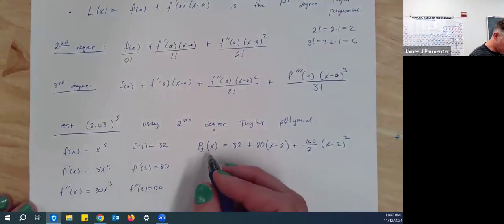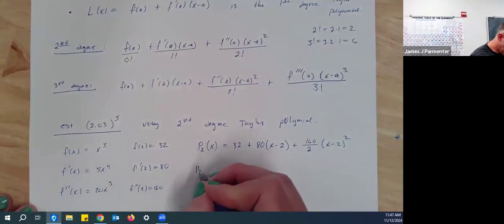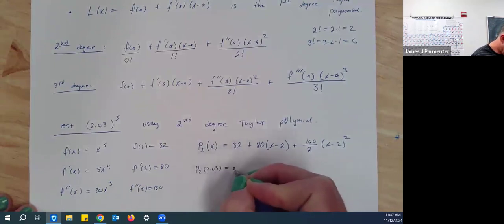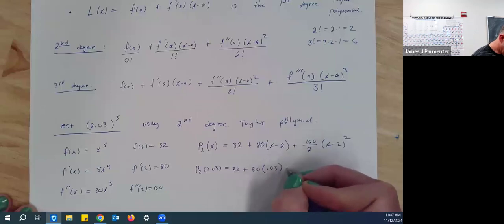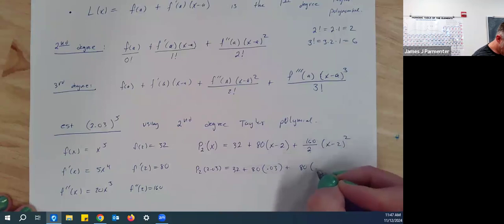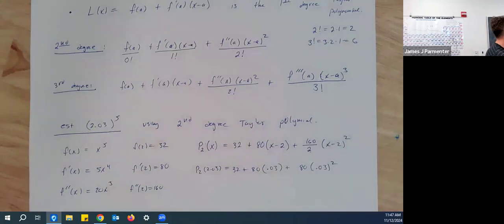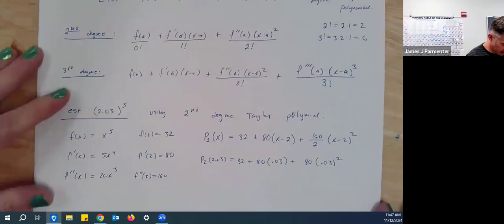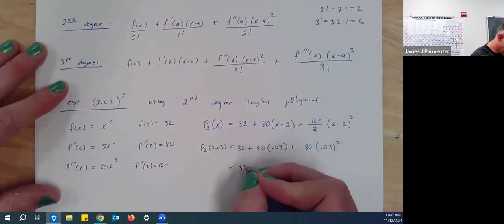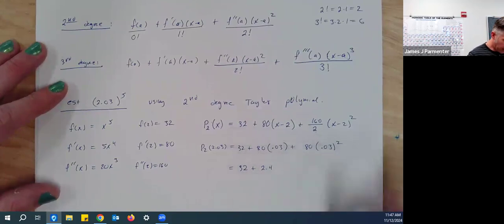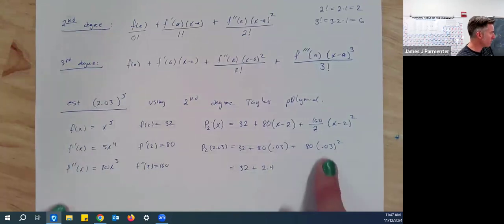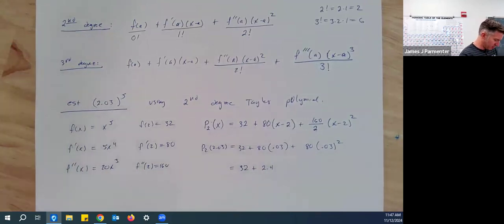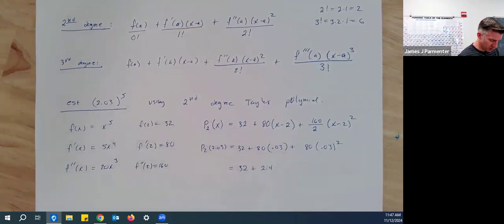So then plugging in 2.03, I get 32 plus 80 times 0.03 plus 160 over 2, which is 80, times 0.03 squared. And if we plug this all in, I'm going to get 32 plus 2.4. And then this part here, the reason why we almost always just use a linearization is because this part is going to be pretty negligible, right? If I do 80 times 0.03 squared, it's going to be 0.072.